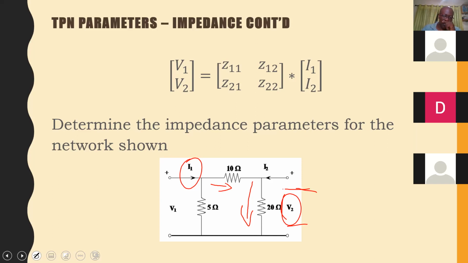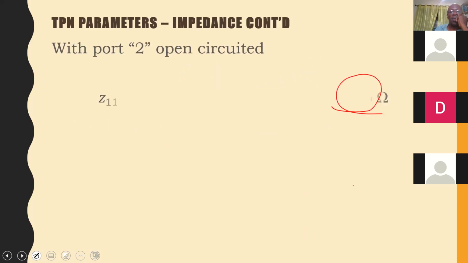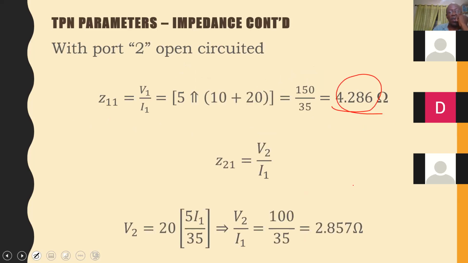Agreed? Yes, sir. And if I have the current through the 20 ohm, I can find the voltage across the 20 ohm. Yes, sir. And if I know the voltage across the 20 ohm, what do we call that voltage? We call it open circuit V2. V2, just V2. Okay. All right. So current divider between the 5 and 30, we get 5 I1 over 35. And that will be the current through the 20 ohm.